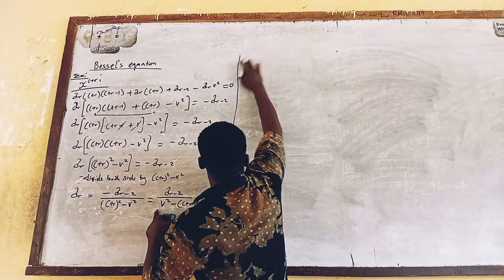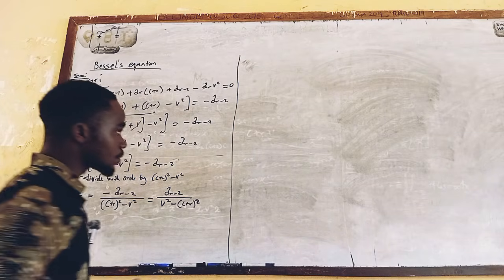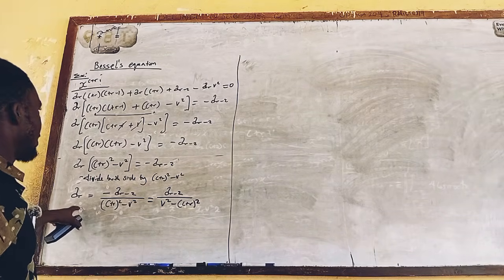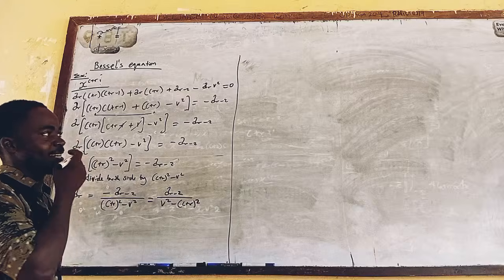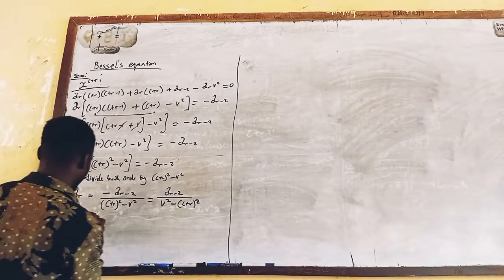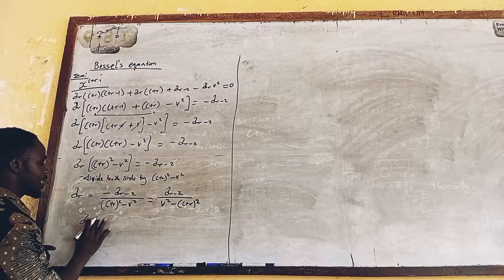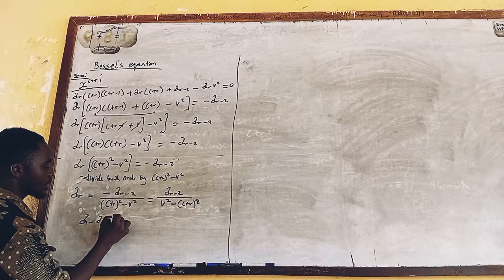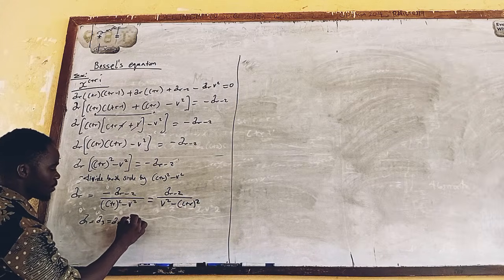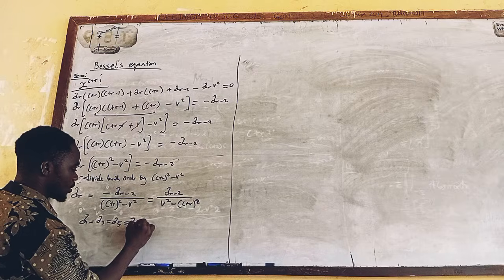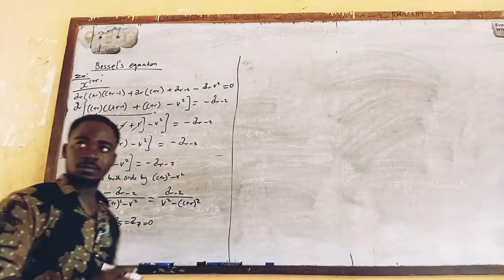now from this equation that we have, we can see that a1 equals 0, a1 equals a3 equals a5 equals a7, all equal to 0.